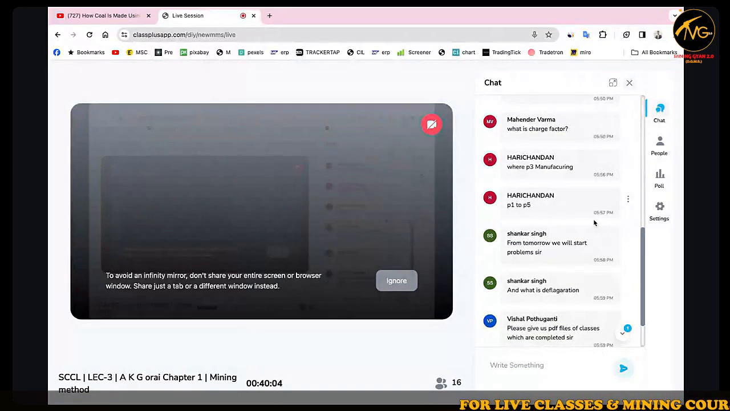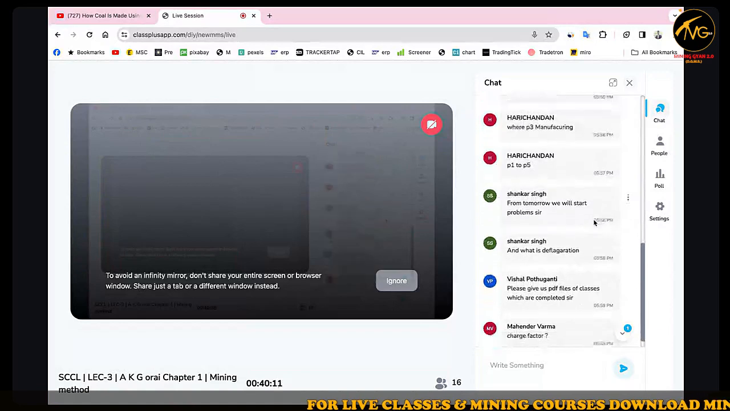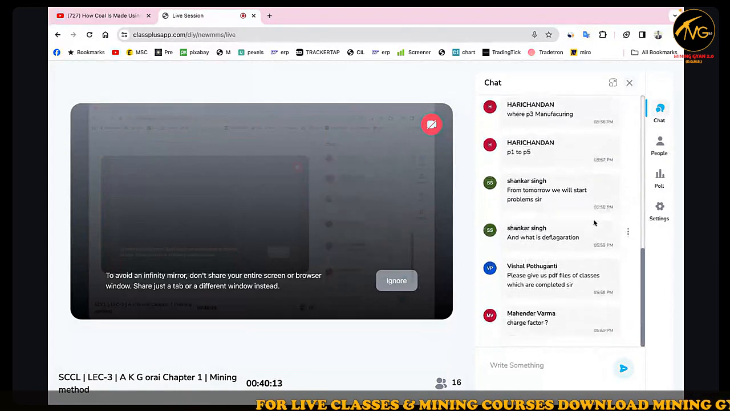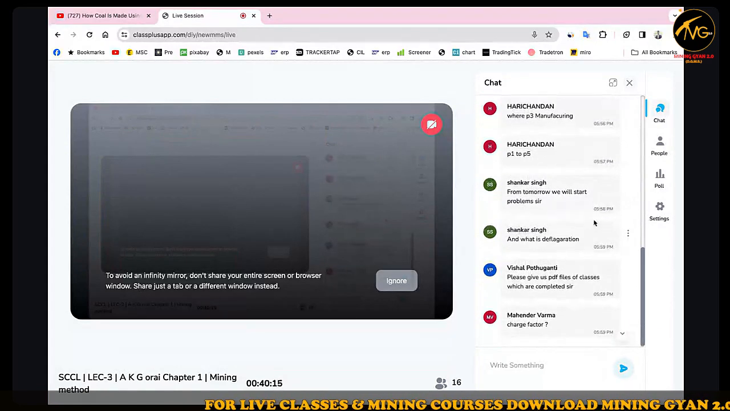It is similar to the powder factor, but in the case of rock, specific rock case. P3, P3, P1 to P5. What is P1 to P5? I have to explain again.